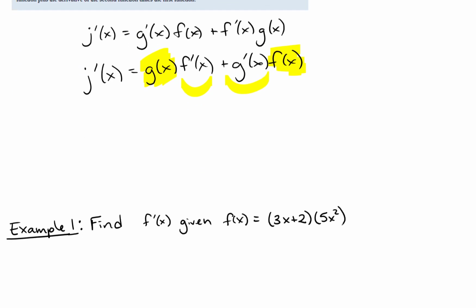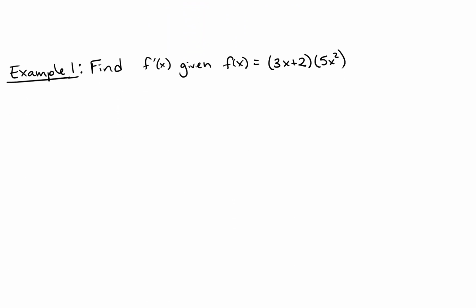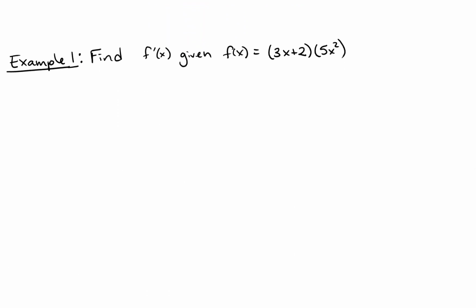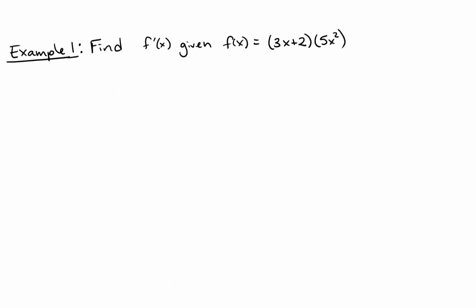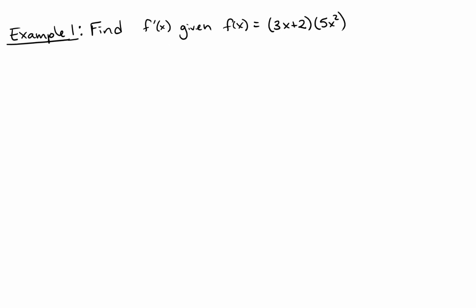But for now, we're going to move on and take a look at an example illustrating how this product rule works. So we want to find the derivative of f, given that f of x equals (3x plus 2) times 5x squared. Now, if we wanted to, we could avoid the product rule entirely here by simplifying first with algebra and then taking the derivative just using the simple power rules and other rules that we've already learned for derivatives. So let's do that first, and then we'll do the product rule as well and compare our two answers.